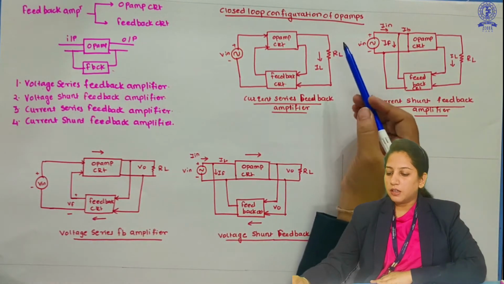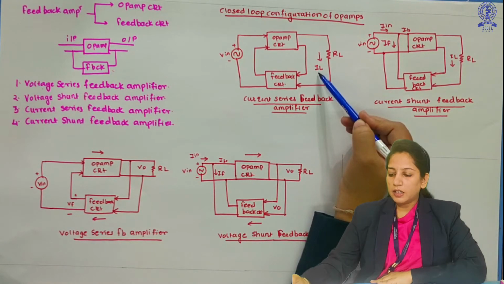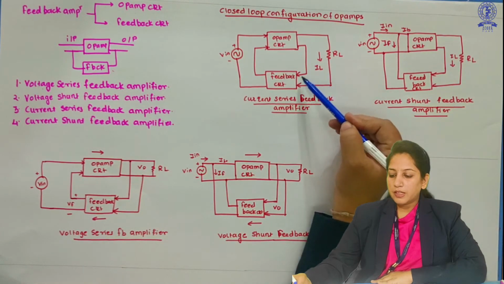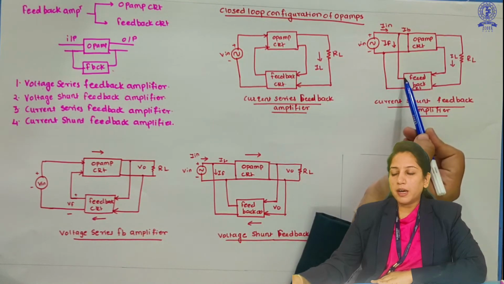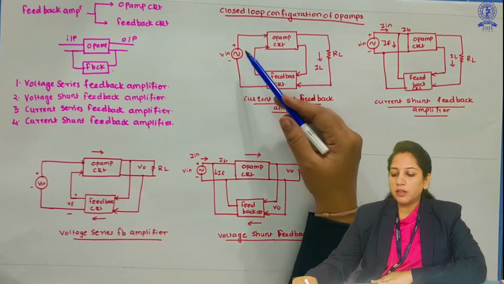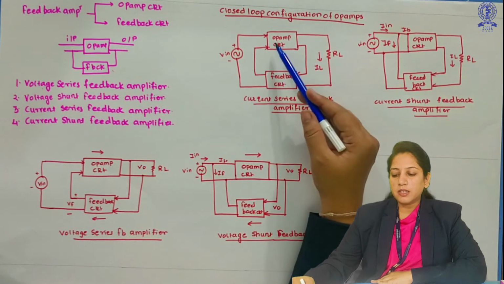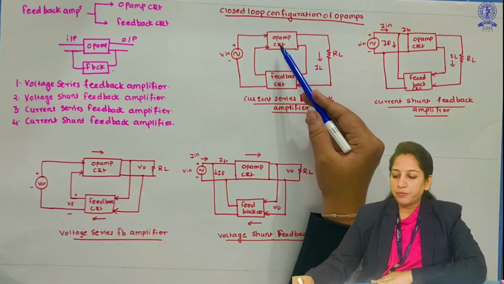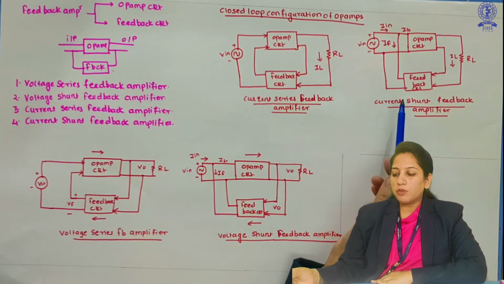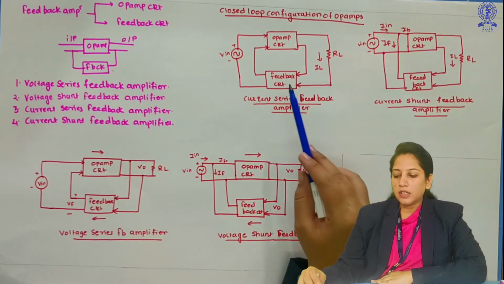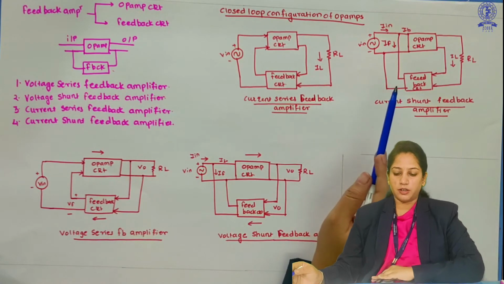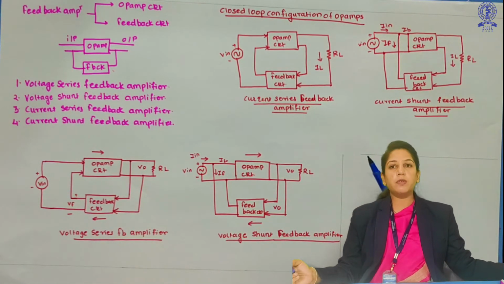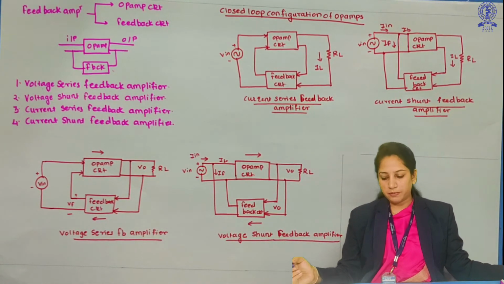As we have seen here, current IL is given as an input to the feedback circuit, and the output, which may be either current or voltage, is given as an input to the operational amplifier. The output of the feedback circuit, which may be voltage or current, is proportional to IL, that is the output current. So now we will see the voltage series feedback amplifier.